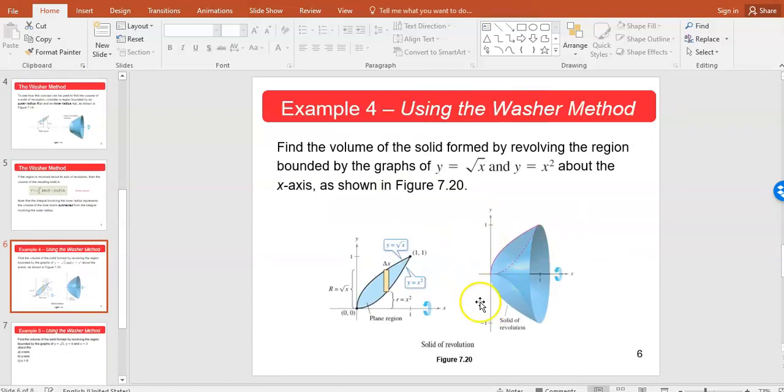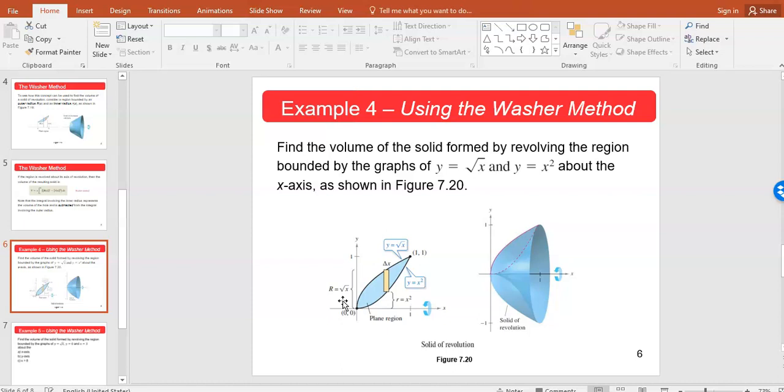So right here, this is exactly what I was saying. We have the upper function. Oh, this is our first example, and I continue with example 4 because we left off example 3 with the first part. Look at this example: we have y equals the square root of x as one of our functions, and y equals x squared as my other function. It says find the volume of the solid formed by revolving the region bounded by the graphs y equals square root of x and y equals x squared about the x-axis. So we are rotating it about the x-axis.